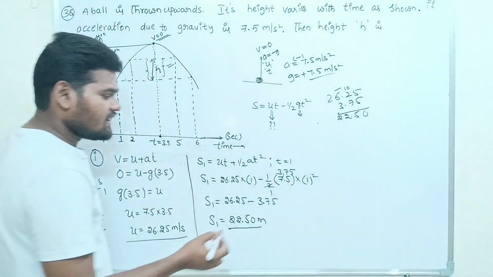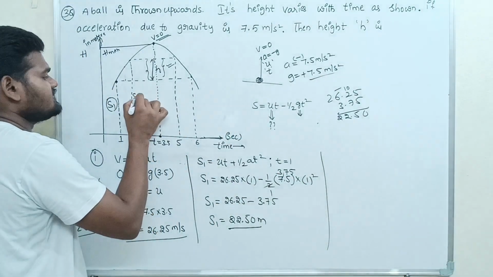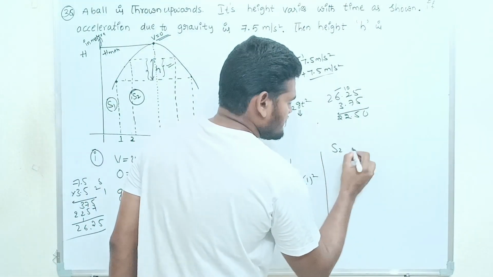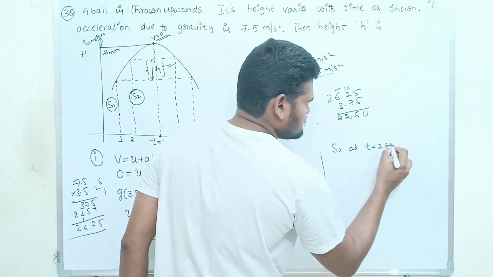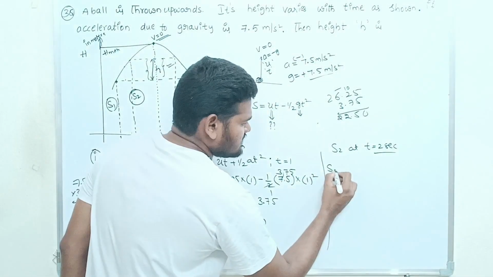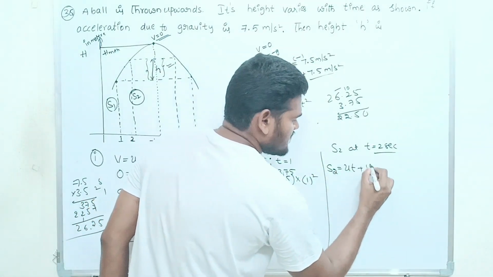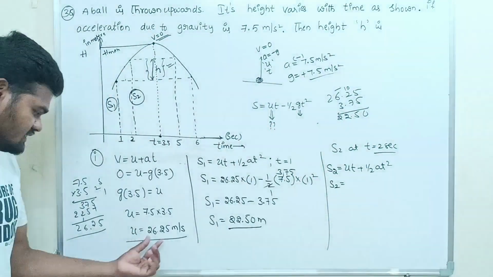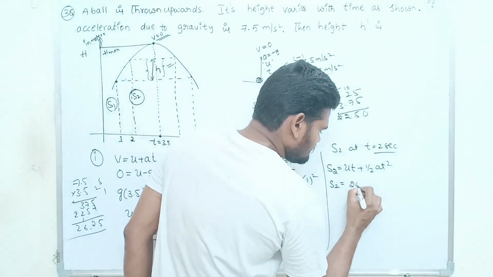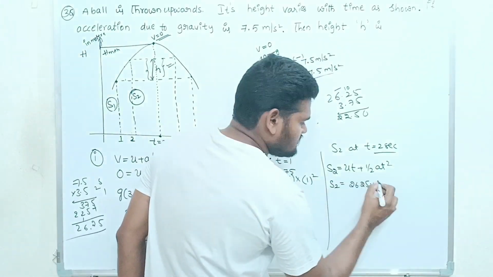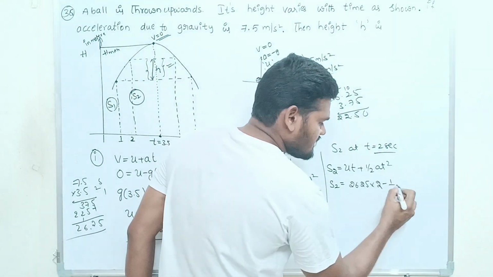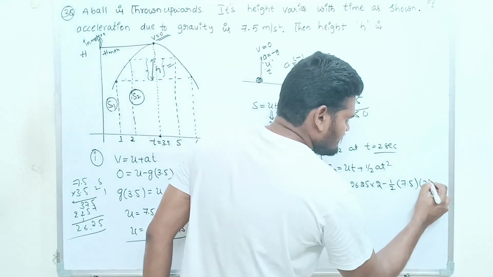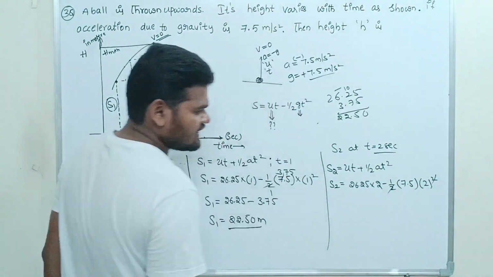Okay. So next what we have to find? We have to find this displacement s2 at time t2, 2 seconds. So s2 at t equal to 2 seconds. Okay. So s2 is equal to again ut plus half at square. So s2 is equal to, what is the initial velocity? 26.25 into time equal to 2 seconds, plus into minus, minus half, what is the value of g? 7.5 into t square, what is t? 2 square. So 1 2 gets cancelled out.